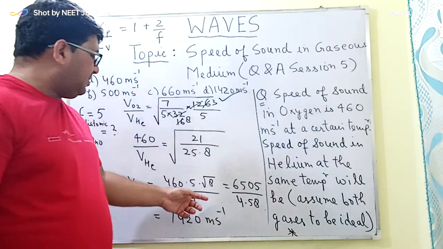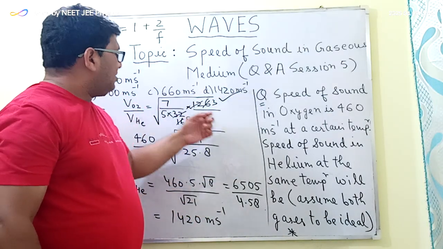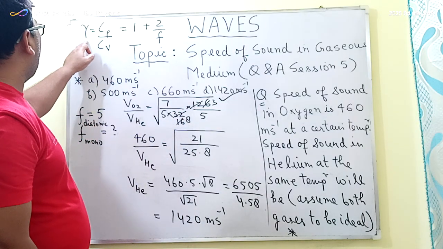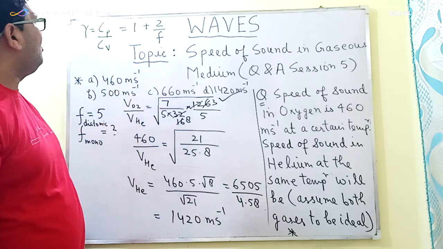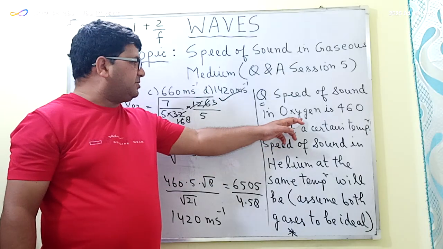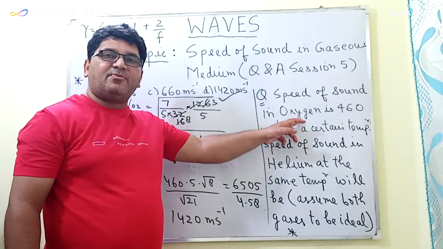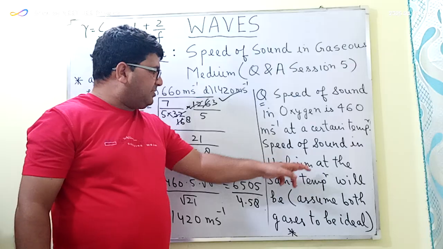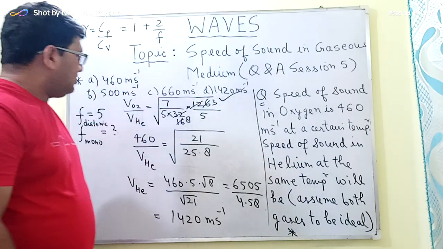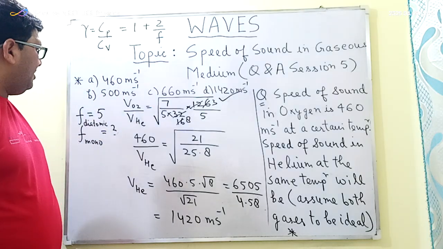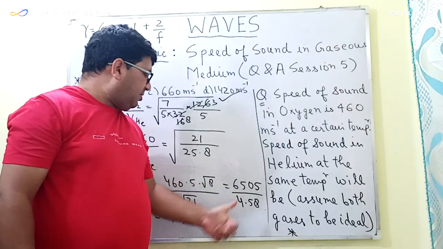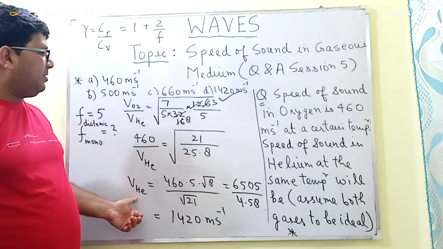The most important thing here which we had to use was the formula for gamma, where gamma is equal to Cp upon Cv, but this is also equal to 1 plus 2 by F, where F is the degree of freedom. The degree of freedom for oxygen, a diatomic gas, is 5. Helium is a monatomic gas, so the degree of freedom is equal to 3. By using this formula and by substituting the value of the molar mass, we were able to find the velocity of sound in helium.